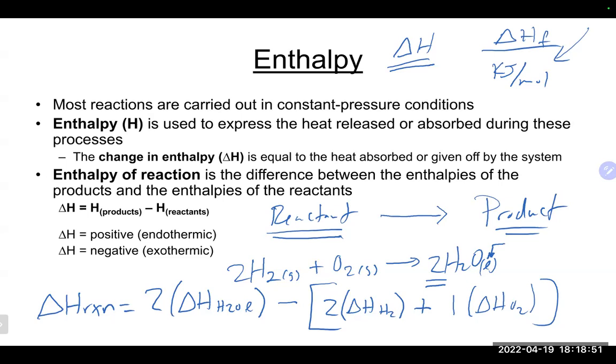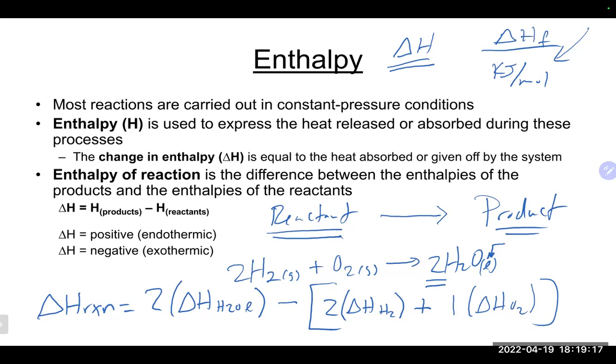So you don't want to just take maybe the first entry that you see in the table, it might not be the correct state. So you always want to make sure you find the correct state. Other things, like things in their standard states, like H2, O2, typically have delta H values of 0. So anything in a standard state, uncombined, typically will have a delta H value of 0 when you look it up in the table.